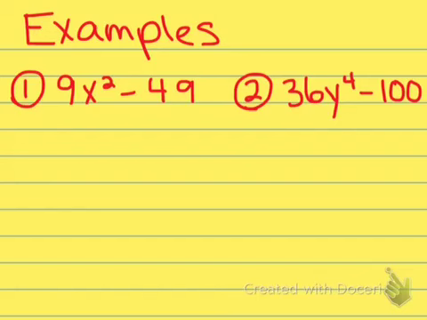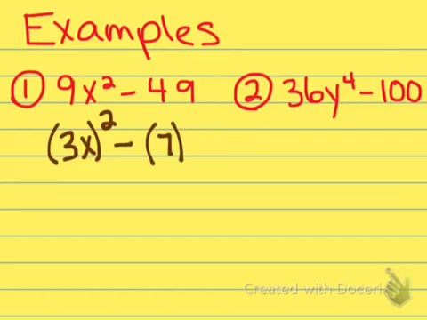The first example says 9x squared minus 49. Alright, so what's the perfect square about this? 9x squared is a perfect square because it's 3x squared. Alright, 49 is a perfect square because that's 7 squared. Alright, so we have a difference of squares. There's a minus sign, two perfect squares.